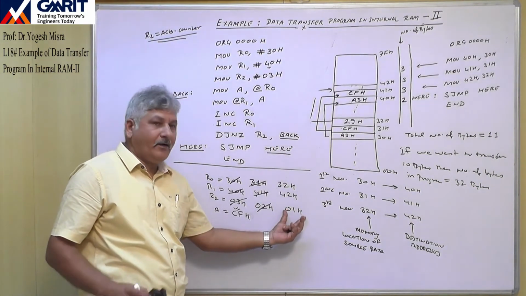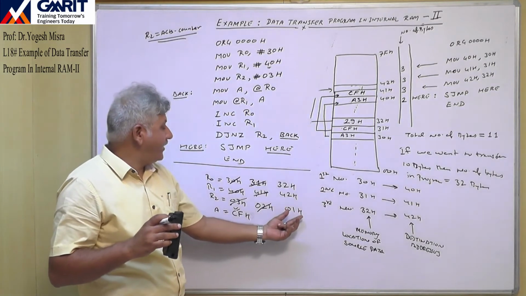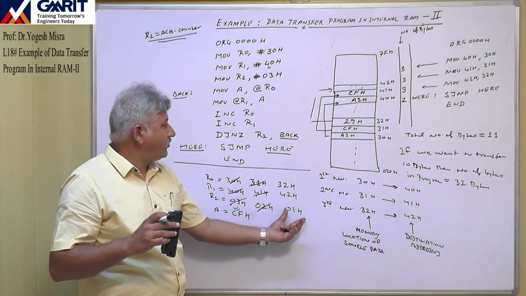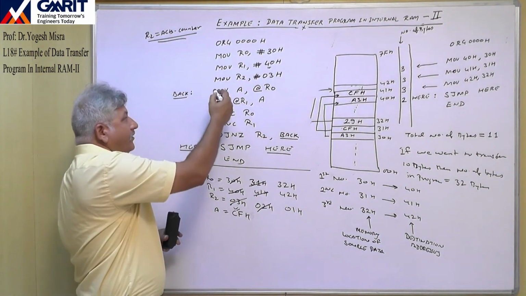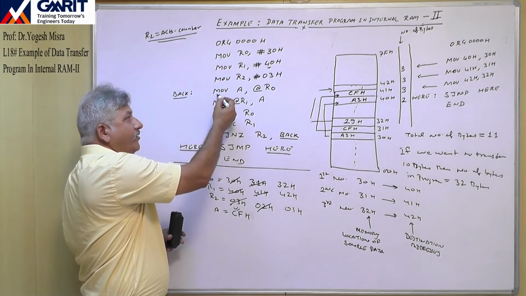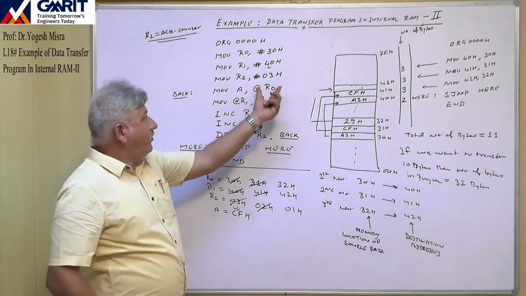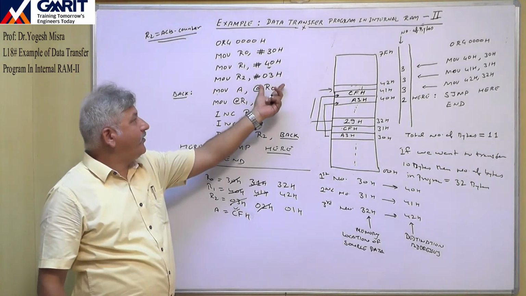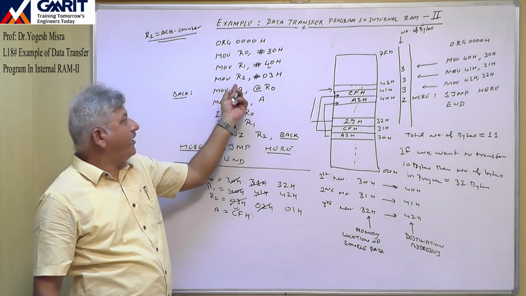This indicates that our task is still pending, right? That's why it is acting as a counter. So it is not 0, go back to the label back. Again we will come to this. Then this instruction is executed again, MOV A, @R0. So whatever is the value in R0, that is the address. From that address, data will be moved to the A register.